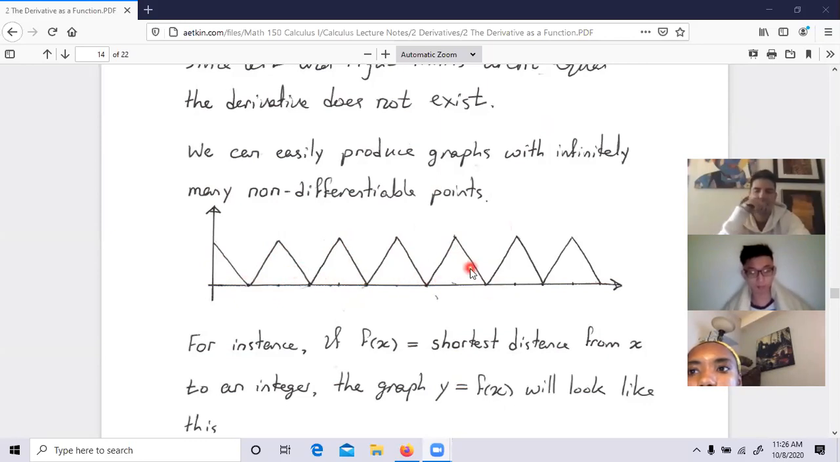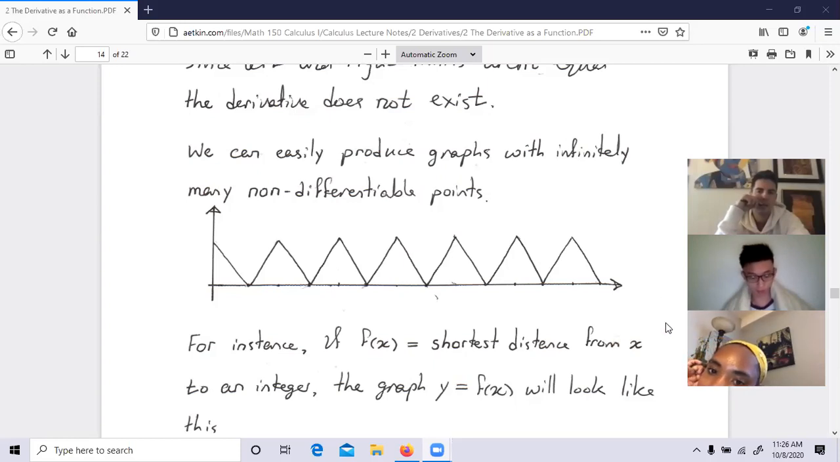So what sort of function is this? It's an actual function. All you have to do is, for example, f of x is the shortest distance from x to an integer. In other words, take the number 1/2. What's the shortest distance of 1/2 to an integer? Well, either the distance from 1/2 to 0 or from 1/2 to 1, and the distance is 1/2. You agree? Take the number 1.3. What's the distance to an integer? It's 0.3.